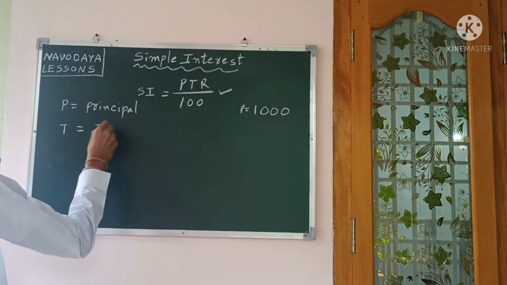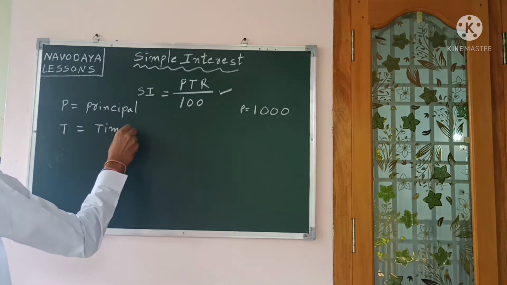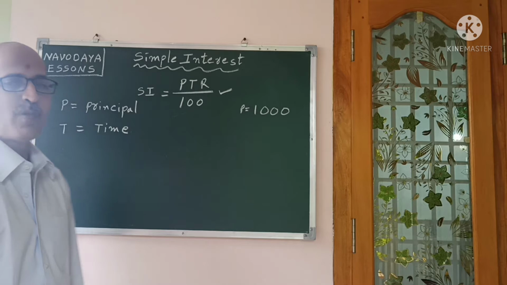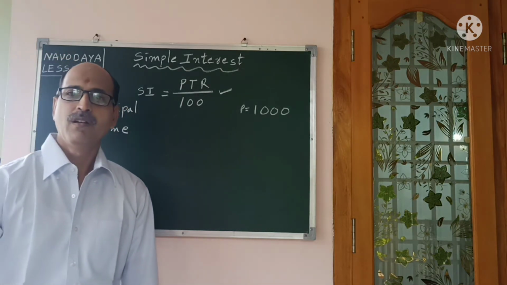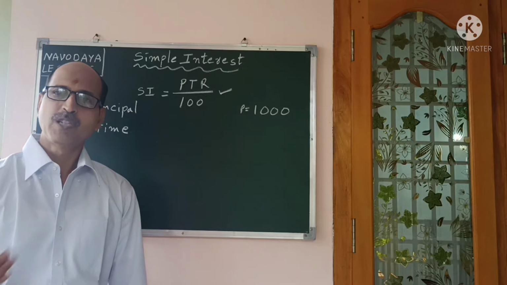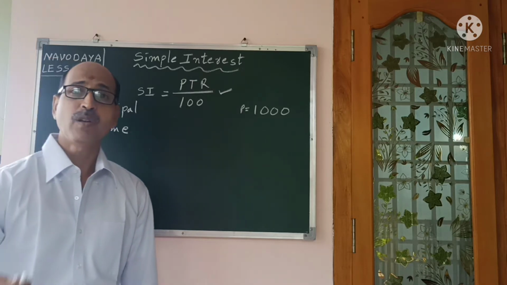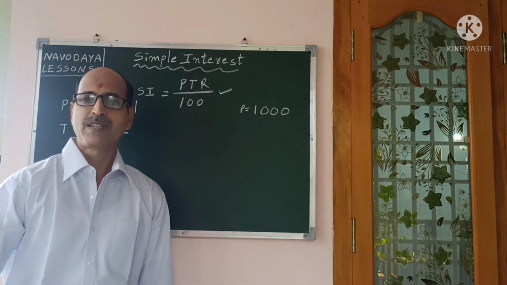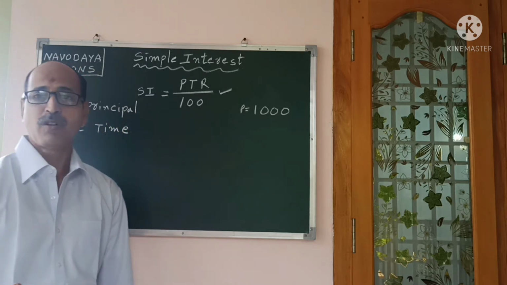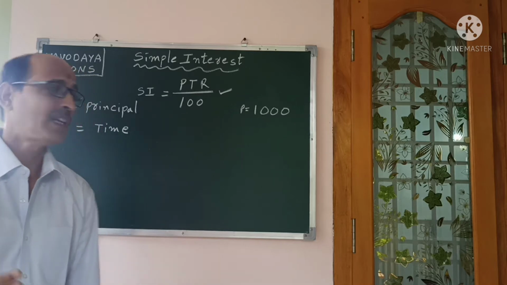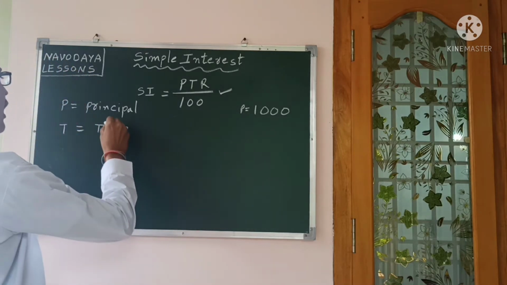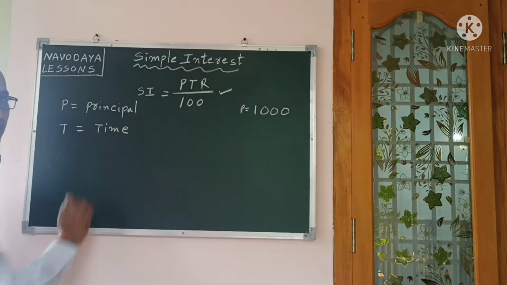T is called time. Time may be 1 year, 2 years, 3 years. If you take money, you have to give principal and also interest. Principal plus interest is called amount. Amount is the money you have to pay to the bank. So how much time you will take, that is called time.